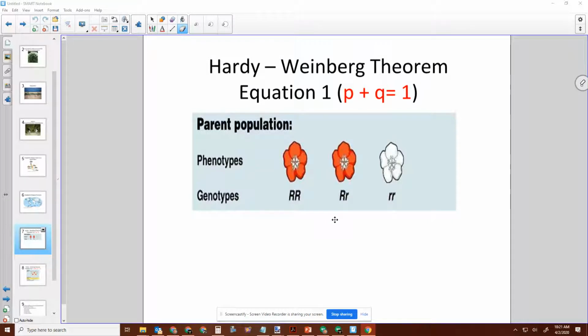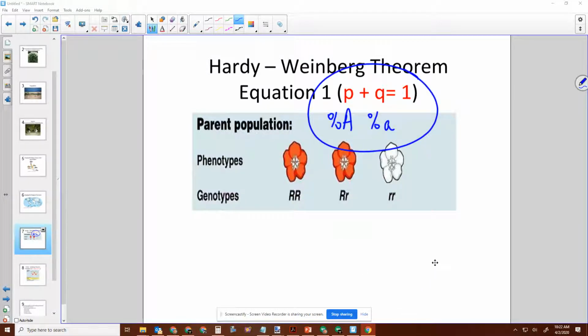So in this video, we're going to look more closely at this Hardy Weinberg theorem and do some quick and easy kinds of problems with it so that you can see some of the applications that can be done with this kind of problem. Just as a review, here we have the first of the two equations, P plus Q equals 1, where P equals the percentage of dominant alleles and Q equals the percentage of recessive alleles. Don't get this mixed up.